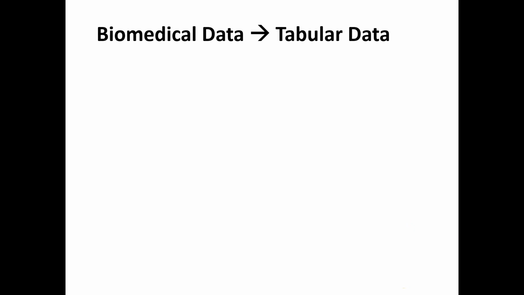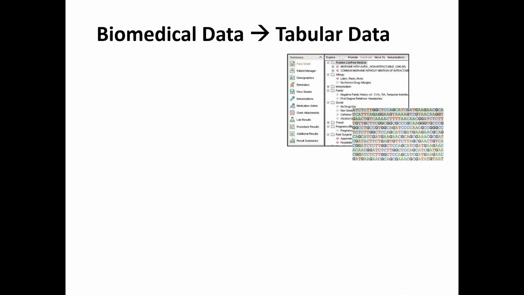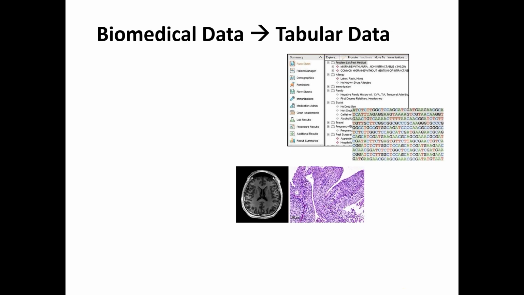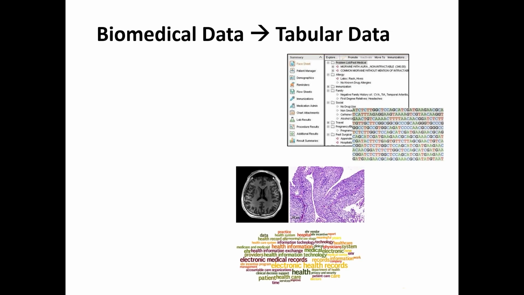So first, let's talk a little bit about biomedical data. It comes in many forms, such as electronic health records, genomic data, but also images like X-rays. It can also come in the form of natural language text, such as doctor's notes, or it can be time series data, such as heart rate, breathing rate, or EKG information.